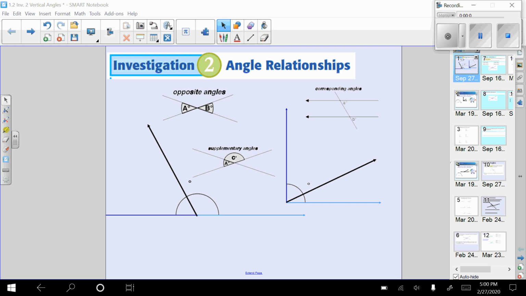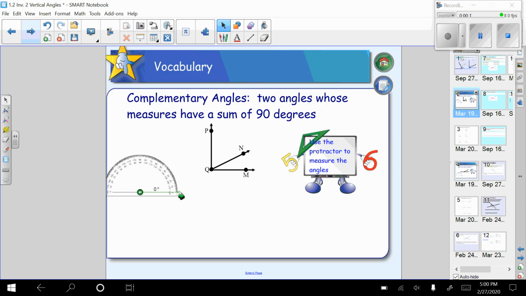relationships. We're going to talk about opposite angles, which are vertical angles. We're going to talk about supplementary angles, complementary angles, corresponding angles, and how we can use all of these angles to find measurements without using a protractor. Well, the first one we're going to talk about is a complementary angle.